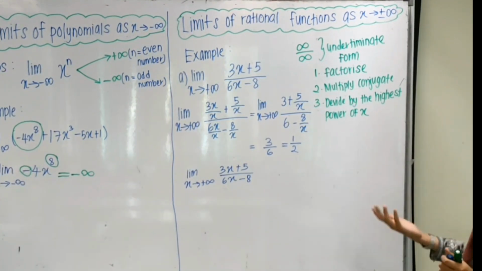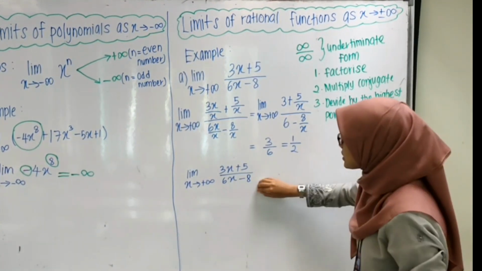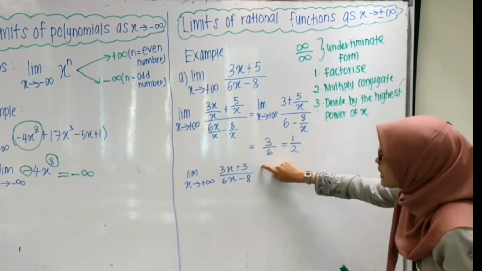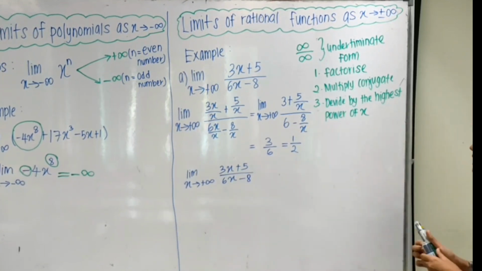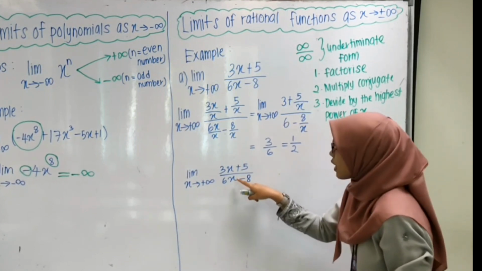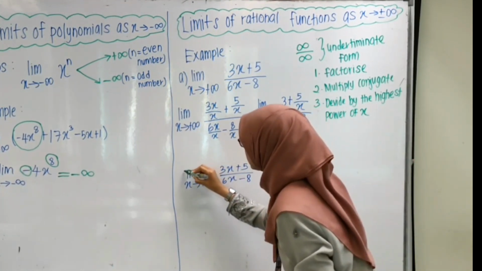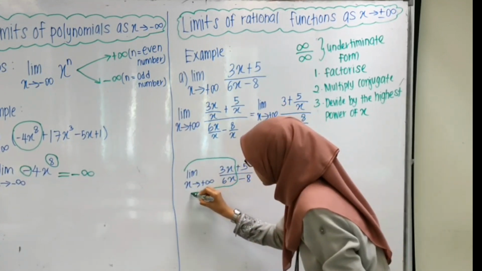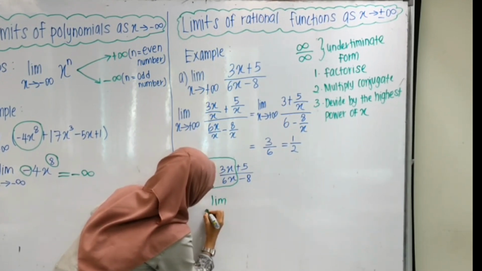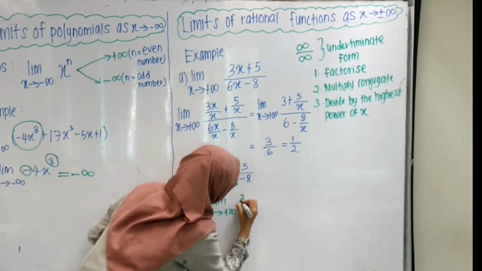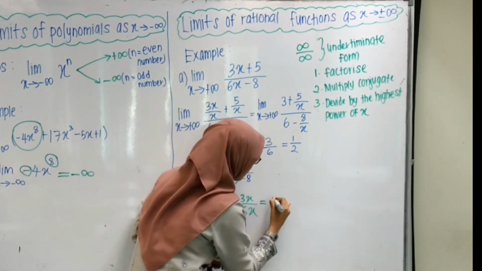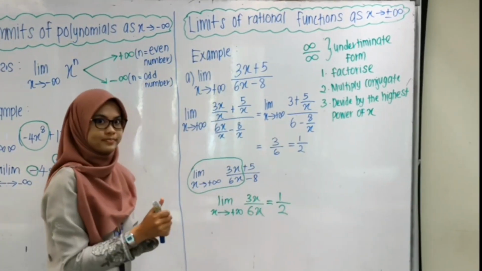We also have another way to use for this question. We can also divide by the highest power of the numerator and the denominator. We can see here the highest power of the numerator is x power of 1, and the denominator is also x power of 1. So we just write back limit as x approaches positive infinity of 3x over 6x. When we simplify, we also get the same answer, which is 1 over 2.